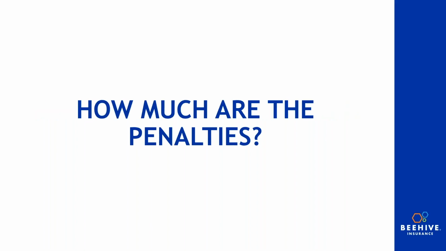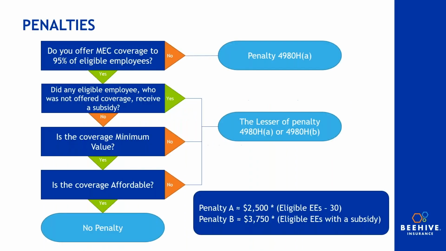So now we get to the fun part of how much the penalties are. The easiest way to look at this is this flow chart for each of the penalties to figure out which penalty may apply. So the first question that you ask yourself, again remembering that large employers need to offer quality coverage that is affordable to 95% or more of eligible employees or face a penalty.